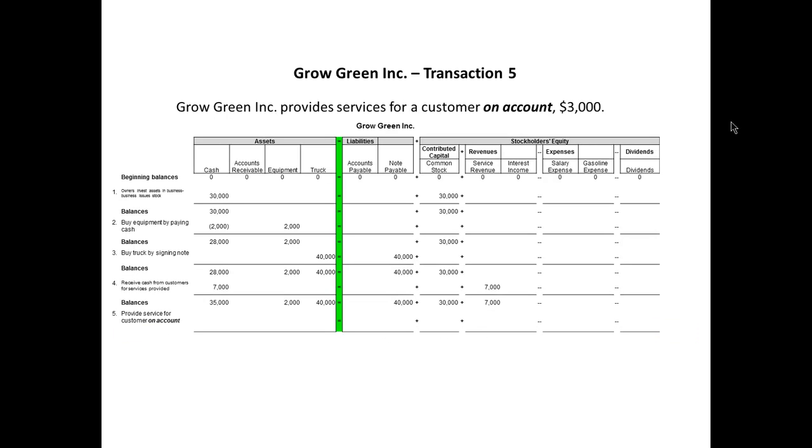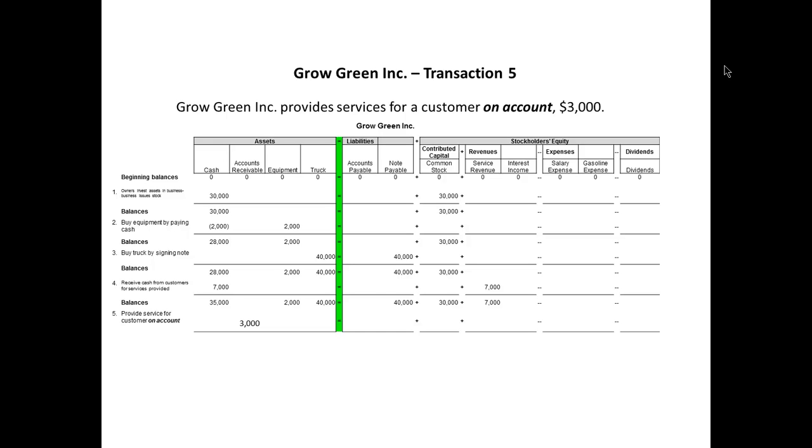The next thing Grow Green does is provide services on account. This means that Grow Green mowed some lawns, but instead of getting paid in cash, the customers charged the $3,000. This means that Grow Green has the right to receive the $3,000. So what two accounts are affected? Service revenue, because Grow Green earned, and accounts receivable, because Grow Green has the legal right to receive the $3,000. Grow Green's right to receive went from 0 to $3,000.